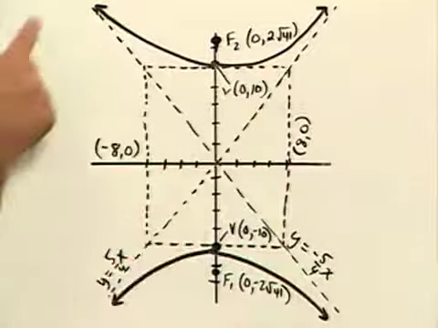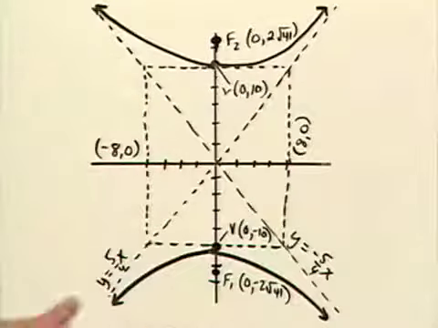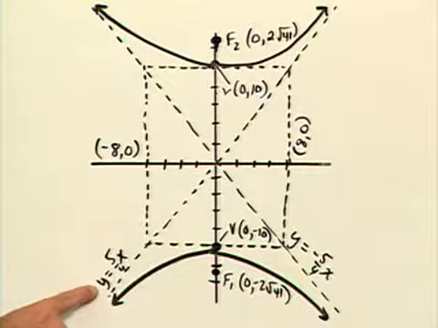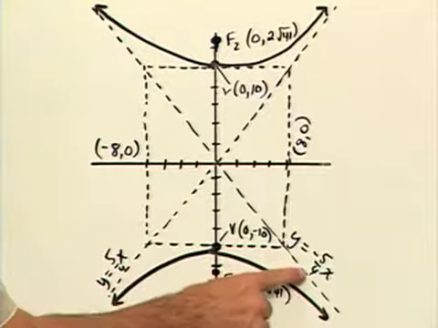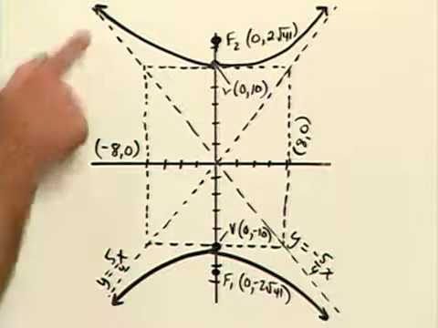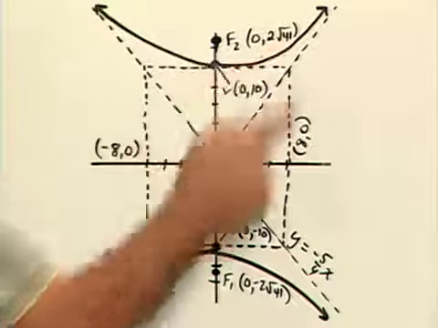Then we draw our asymptote lines through the corners of our box and the origin. Remember that the equations for these asymptote lines are y equals 5/4 x and y equals -5/4 x. Then we just draw our hyperbola, which would be these solid lines here and here.